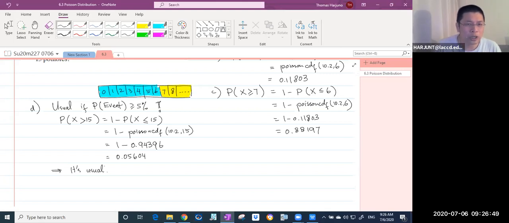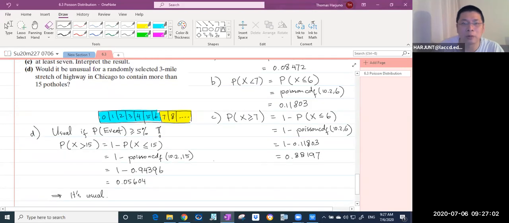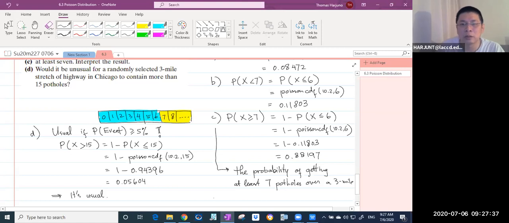So should I say no, it's not unusual? The interpretation is basically the probability. Let me pick part C. So the probability of getting at least 7 potholes over a 3-mile stretch of highway in Chicago.